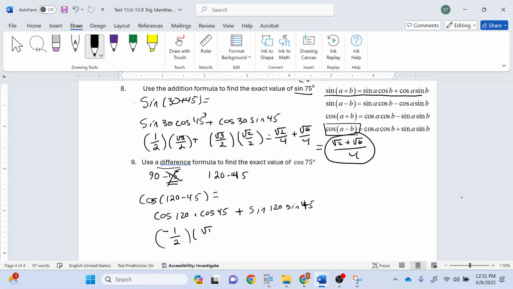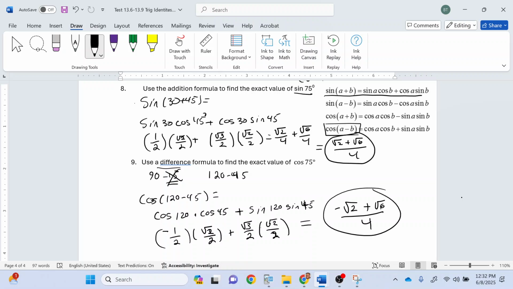Cosine 45 is root 2 over 2. Again, 45 is really nice because it's the same on both sides. Plus sine 120, that is 60 degrees, so that's going to be root 3 over 2, but positive, times sine 45, which is root 2 over 2. Clean it up and make it one big fraction: negative root 2 plus root 6 over 4. Like I said, they always look similar. There's nothing much to mix it up with.